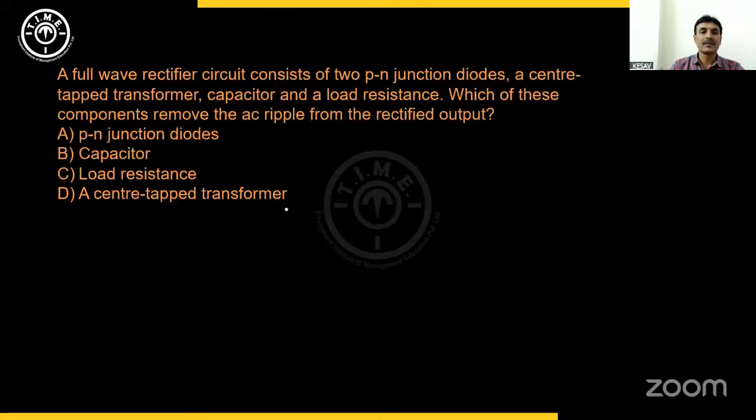Another question. A full wave rectifier circuit consists of 2 PN junction diodes, a center tapped transformer, a capacitor, and a load resistance. Which of these components removes the AC ripple from the rectified output? What is used to eliminate or remove the AC ripple from the output? It's the capacitor, right? Do you remember? Already we have discussed it.